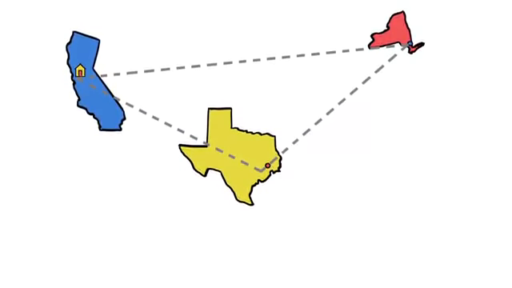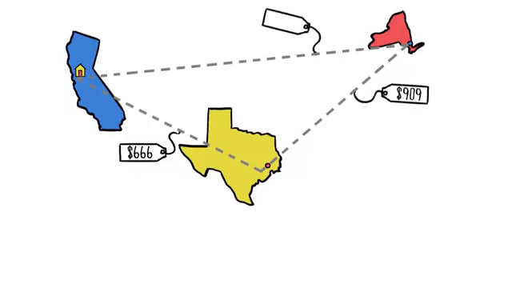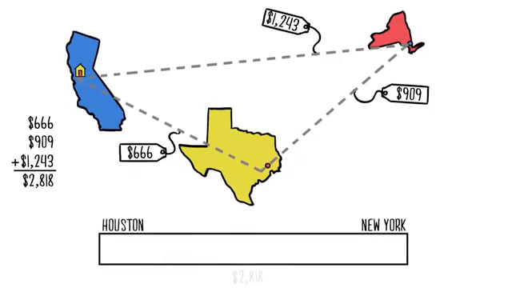The cost of each leg was as follows. San Francisco to Houston cost $6.66, Houston to New York cost $9.09, and New York back home to San Fran cost $12.43. When you add up the 3 legs, the total comes out to $28.18. So here's the negotiation. The folks in New York and in Houston are jointly responsible for the $28.18. They know that, and they agree to it. Yet each of them would like to pay as little of that amount as possible.